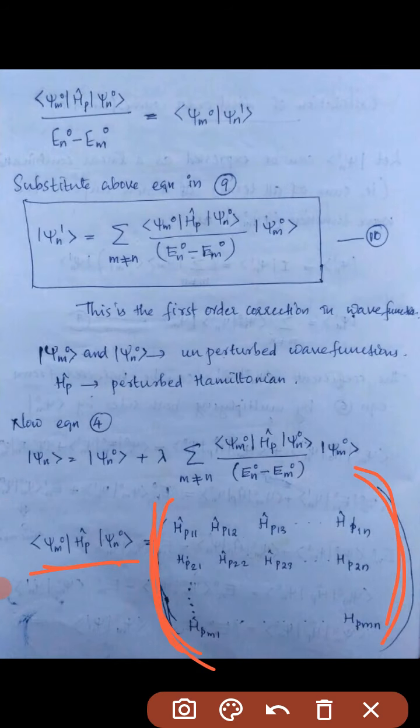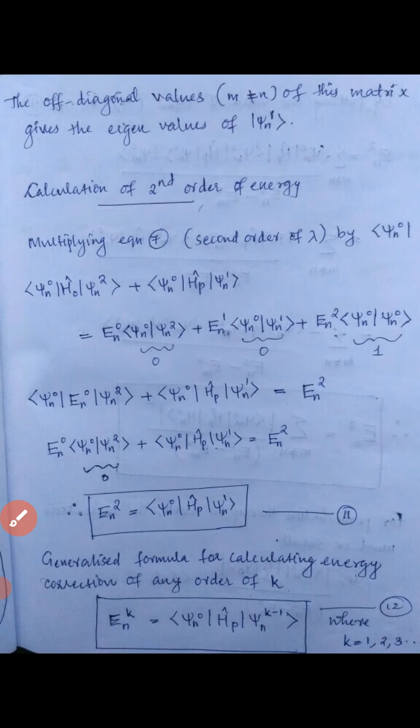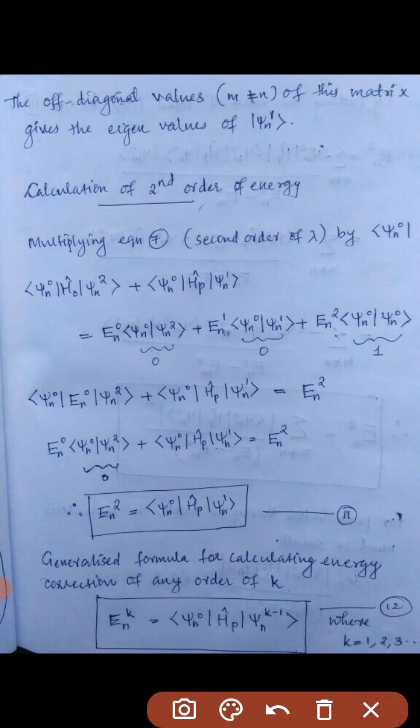Why? Because here we took m not equal to n. But in the diagonal elements, we know this HP11, HP22, HP33, these elements will not give the values of eigenvalues of psi n1. The off diagonal values will give the eigenvalues of psi n1.